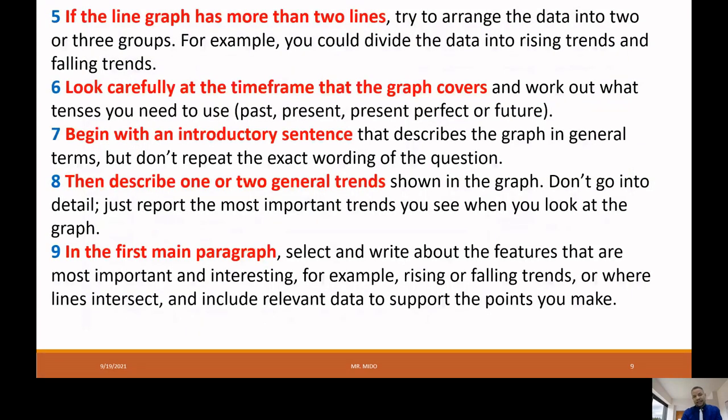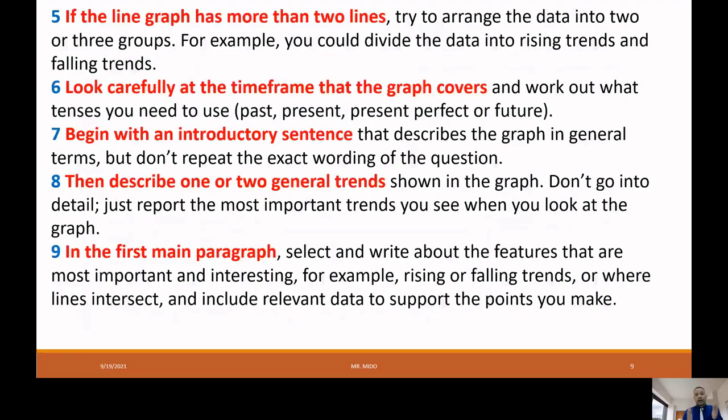If the line graph has more than 2 lines, 3 lines, as I told you, triple lines, try to arrange the data into 2 or 3 groups: paragraph 1, paragraph 2, paragraph 3. It's up to you. You could divide the data into rising trends and falling trends and so on. Look carefully at the time frame that the graph covers. Time frame from January to June, not July. So the number of months is 6 months.